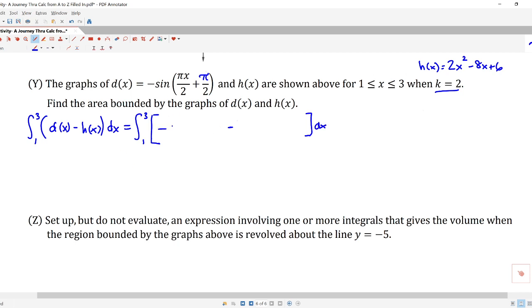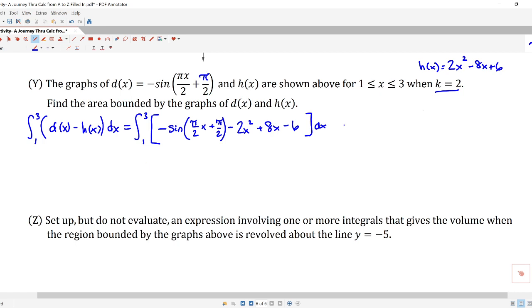All right, so I get the top function, which is negative sine of pi over 2x plus pi over 2. And notice again what I did here is I pulled the x off the top. Okay, so it's just easier, I don't know, when I look at it to see it as a coefficient if the number is out in front like that. Minus, and then we have, and I'll tell you what we're going to do. I'm going to go ahead and distribute that minus through h. That becomes minus 2x squared. Then that becomes a plus 8x, and that becomes a minus 6 dx.